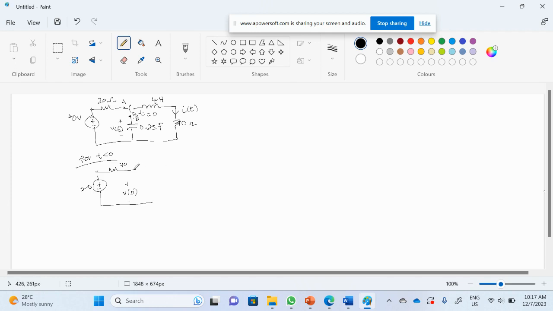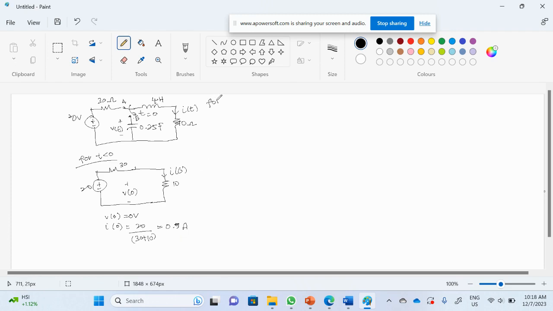And dekat sini what happened to the inductor? Short circuit kan? So sini 10 and sini I at time 0. So daripada sini kita dapati yang V0 is 0 volt and I0 apa? Kita boleh pakai Ohm's law lah, V over R. 20 bagi dengan 30 tambah 10. 20 per 40, 1/2 ataupun 0.5 ampere. Okay, so kita dah jawab the first question lah, I0 ni.